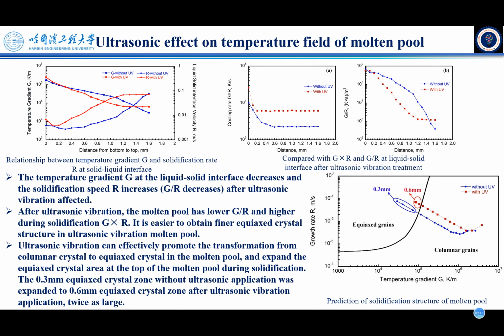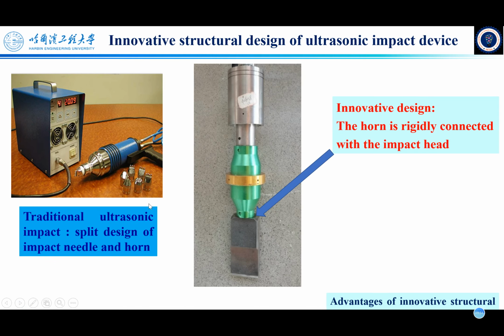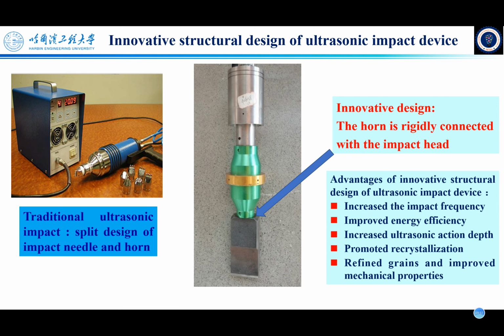Ultrasonic vibration can effectively promote the transformation from columnar crystal to quasi-equiaxed crystal in the molten pool and expand the quasi-equiaxed crystal area at the top of the molten pool during solidification. According to the simulation results, we designed an innovative structure of ultrasonic impact device.